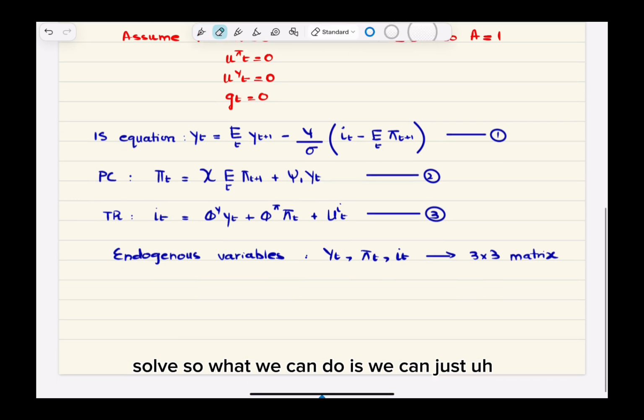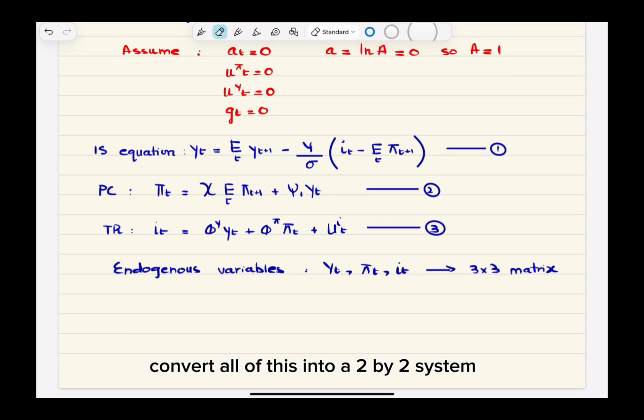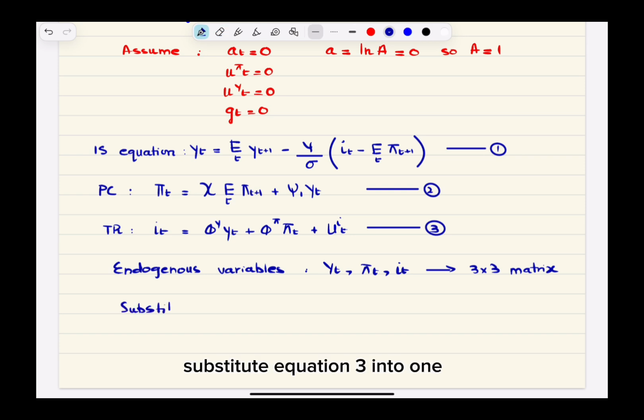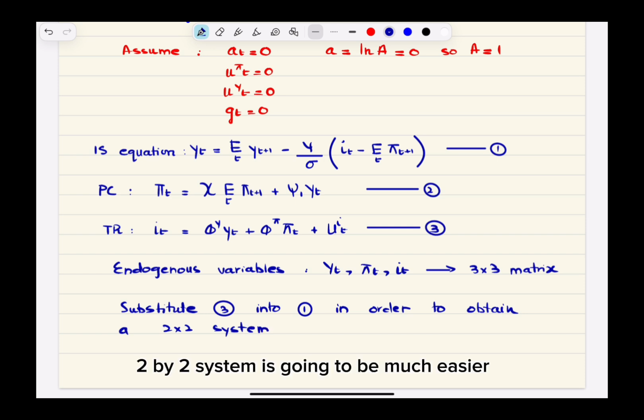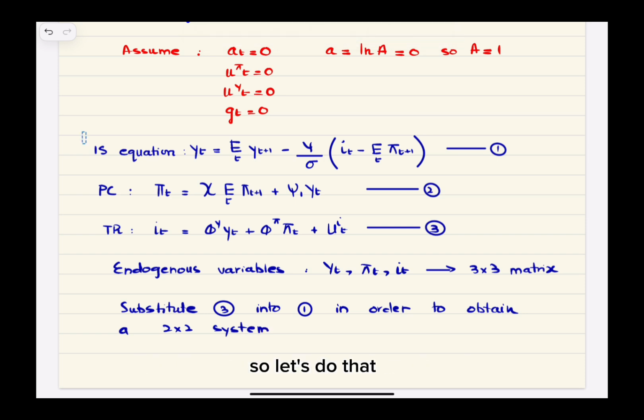So what we can do is convert all of this into a 2 by 2 system by substituting equation 3 into 1 in order to obtain a 2 by 2 system. And a 2 by 2 system is going to be much easier for us to manage. Okay, so let's do that.